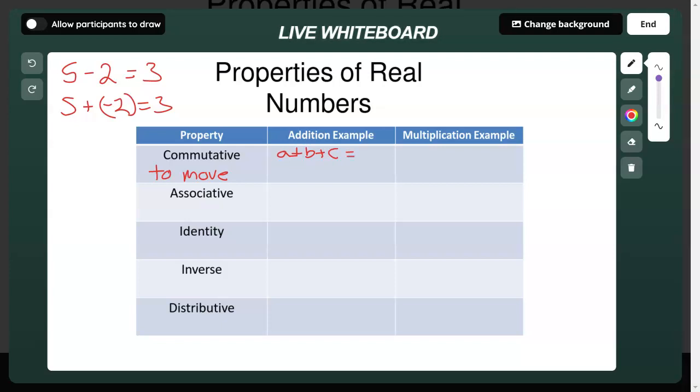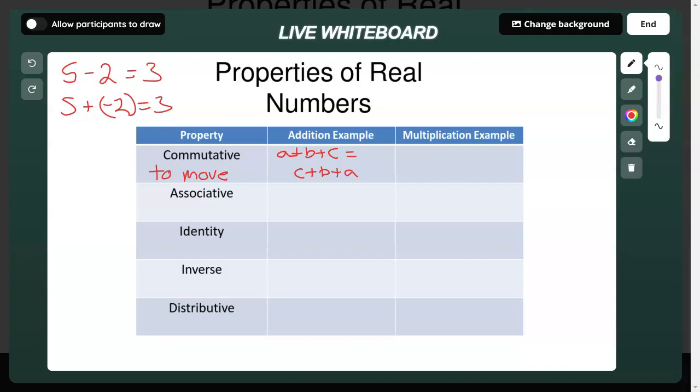Okay, so I could rearrange it to be C plus B plus A, or B plus A plus C, or C plus A plus B. Any order of rearranging, and they're going to be the same value. 1 plus 2 plus 3 is 6. 2 plus 3 plus 1 is 6. 3 plus 1 plus 2 is 6. It doesn't matter the order. The addition is still going to be the same.